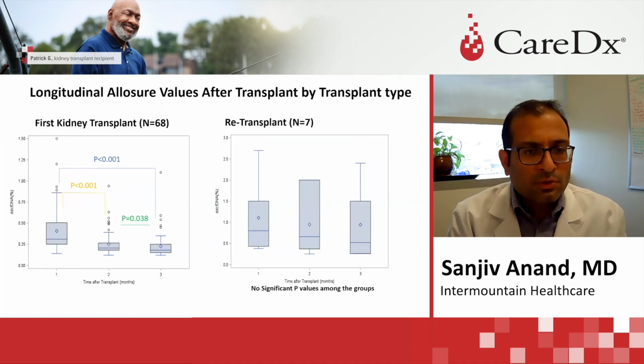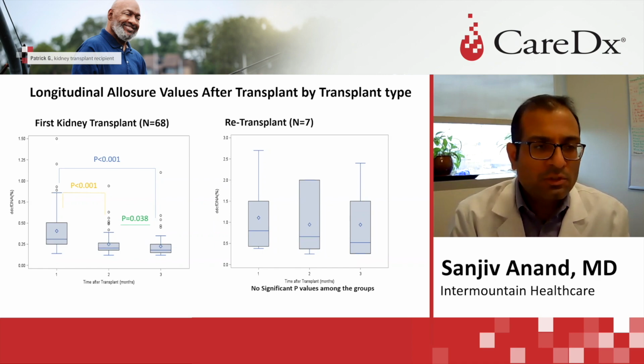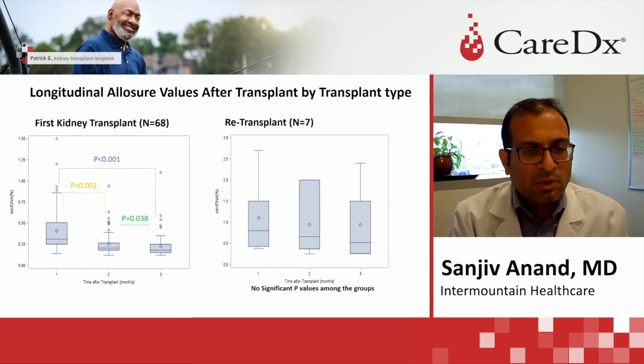Next, we come to the longitudinal repeated donor-derived cell-free DNA measurement, which also showed a downward trend, and this is as per transplant type. On the left box, we have the first kidney transplant. On the right box, we have the repeat kidney transplant. In the first kidney transplant, you can see that there was a statistically higher value at the first month, which gets lower at the second month and subsequently further lower at 3 months. On the repeat transplant, we don't see a statistical significance, but there is a downtrend from the first month, second month onward to the third month.